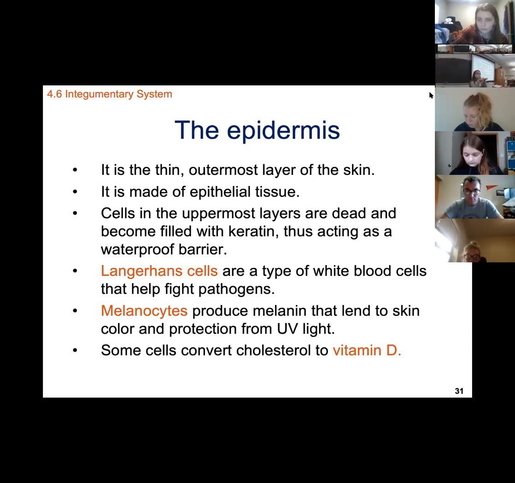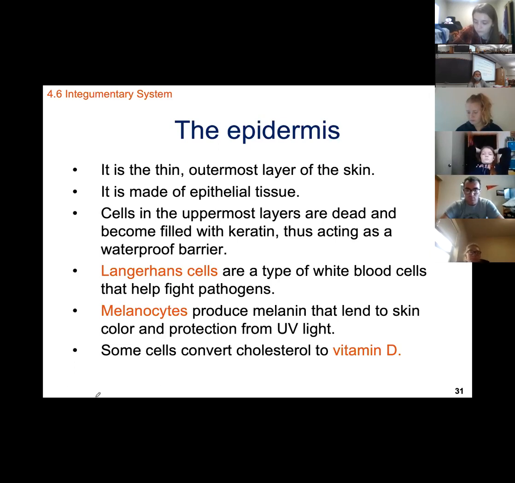So the utmost layers are dead and they become filled with keratin, which is a protein that acts as a waterproof barrier. Langerhans cells are a type of white blood cells that help fight off pathogens, and the melanocytes produce melanin that lead to skin color and protection from UV light. This is why when you go outside, you don't instantly get skin cancer, but over time, skin cancer is possible when these types of cells are damaged because we're not protecting against that UV light. Some cells are then converted from cholesterol to vitamin D.